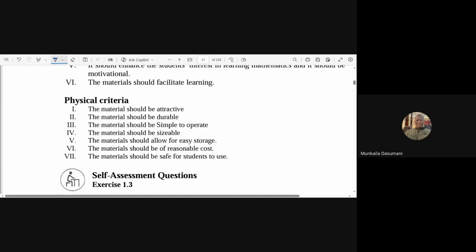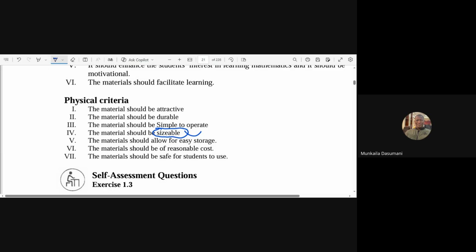The material should be durable. If not durable, sorry, you are working with students, it will be falling down. This student will collect it, this student will take it. So if it's not durable, it will just spoil early. It should be simple to operate. It should not be so complex. And then the material should be sizable. Students are not energetic to carry anything that's heavy, so it should be sizable. Sometimes you give to the student, it can be kept in their bags. It depends on the situation. And then it should allow for easier storage.